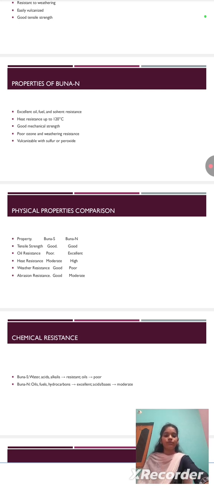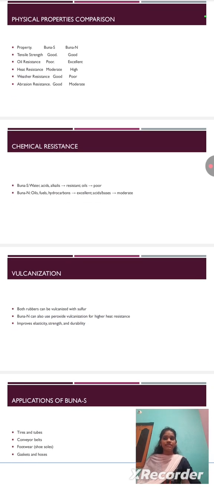And next we have to know the advantages of synthetic rubbers. Controlled chemical and physical properties, large scale production possible, better oil resistance. Buna-N can replace natural rubber in many industries.